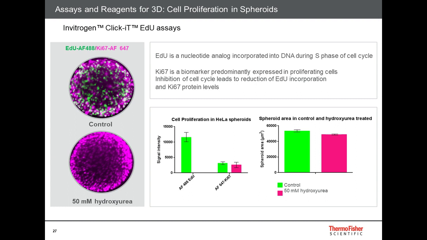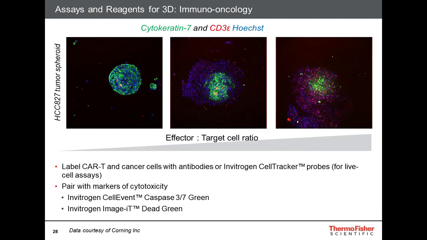So I mentioned that we're not just transitioning individual functional assays like this, but also multi-cell immune-based assays. So let's look at some different assays and reagents for immuno-oncology and how we translate these into three-dimensional models. Here we're looking at a CAR-T killing study of some colon cancer spheroids. We can see three different spheroids that were formed and then treated with CAR-T cells designed to target them at different effector to target ratios.